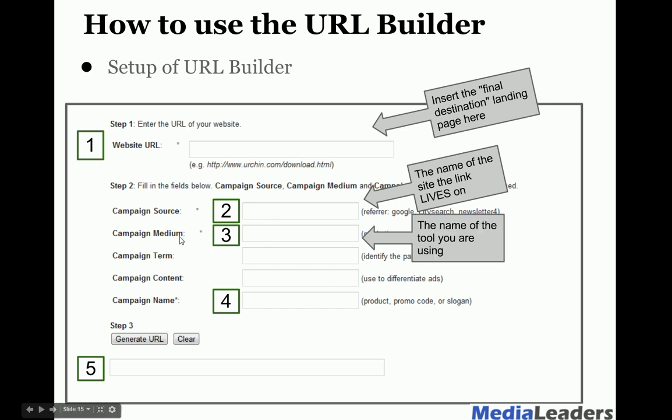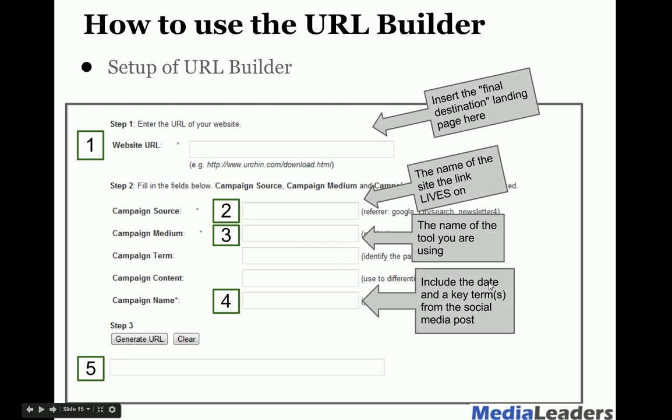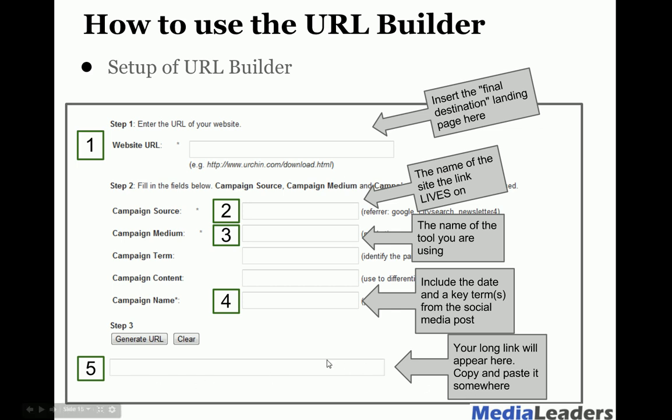Then a campaign medium. This is the name of the tool typically that you're using, because I like to come back and find out what tool's the best. Next, campaign name. I include the date and any key terms from the social media post in here, which is really helpful. I'll show you exactly how to do that. And then number 5, your long link will appear here. Let's go fill the darn thing in.